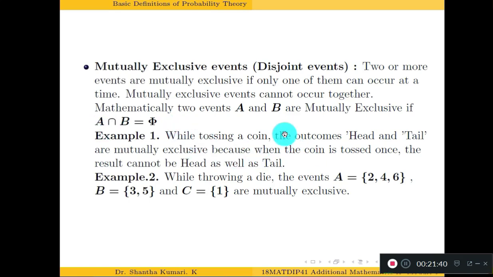So here I have given the example. Tossing a coin, head and tail are mutually exclusive. When you toss a die, these 3 events are mutually exclusive. A intersection B is null set. You don't have common element. B intersection C is null set. Similarly, A intersection C is null set. So these 3 events are mutually exclusive.